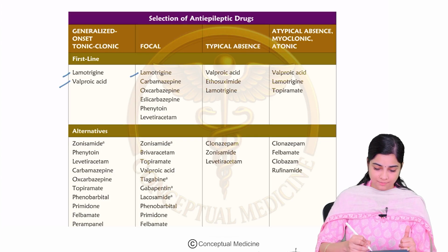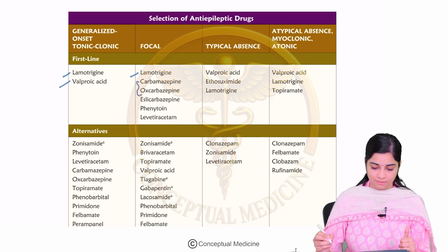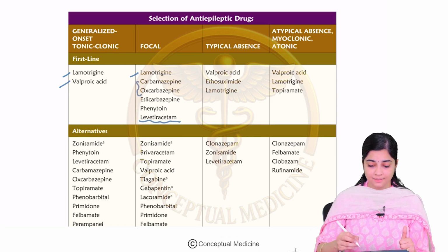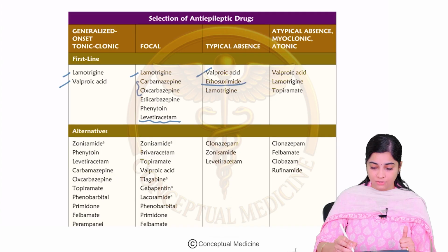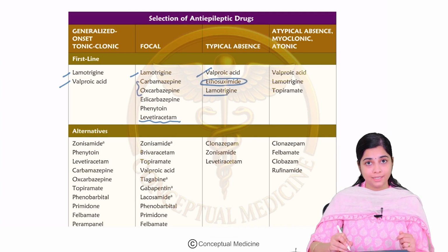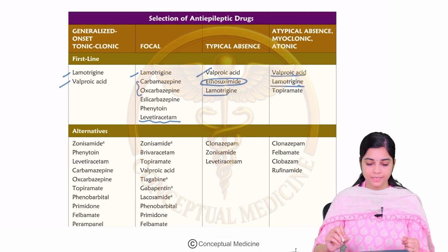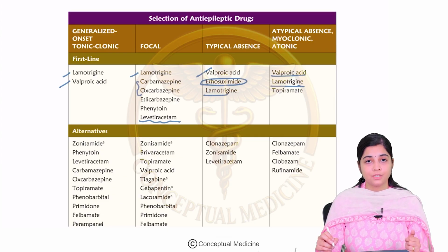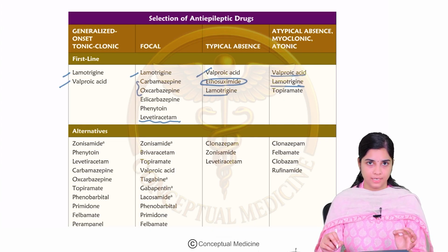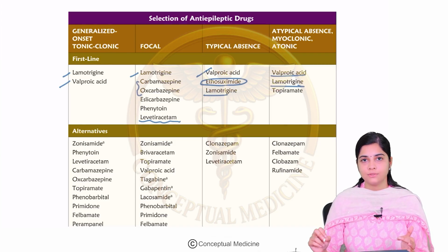Focal seizures, again it is lamotrigine. The other drugs which can be used are carbamazepine, oxcarbazepine, and levetiracetam is a first line drug. Then typical absence seizures: valproate, ethosuximide and lamotrigine. Atypical absence seizures, myoclonic seizures, atonic seizures: again it is valproate and lamotrigine. So remember that valproate and lamotrigine are good old drugs, but they are still the first line drugs used in the management of epilepsy. So it's not always levetiracetam. Fine. Okay, the second line drugs you can go through.